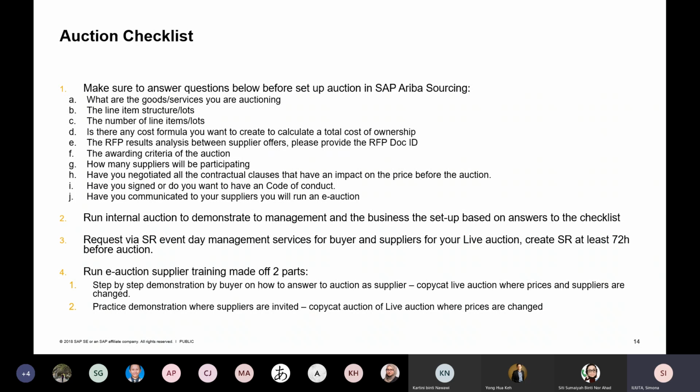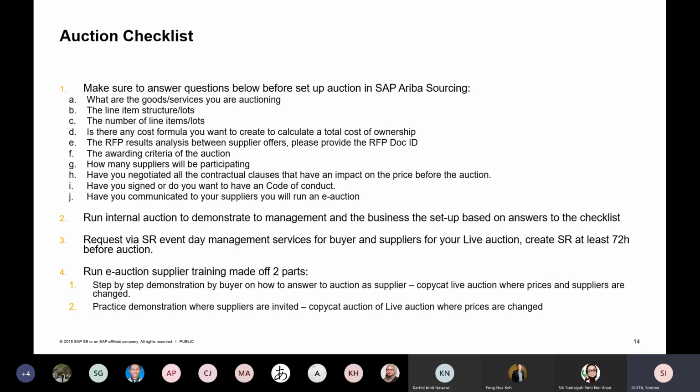This also avoids you having, after the auction, 6 months to negotiate the contract. This is not possible if I run an auction and I have some prices. These prices obviously have an expiration date. So to wrap up everything, the contract and the contractual clauses that have an impact on the price, from a procurement perspective or even from a legal perspective, should be agreed upon before the auction.